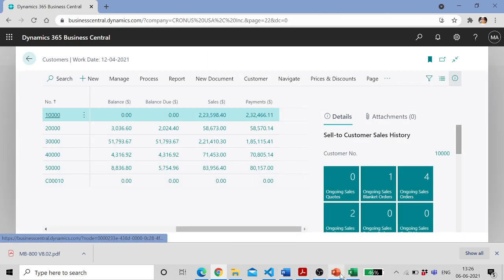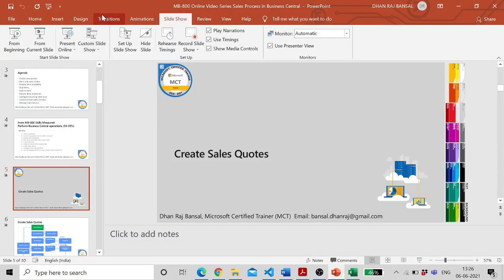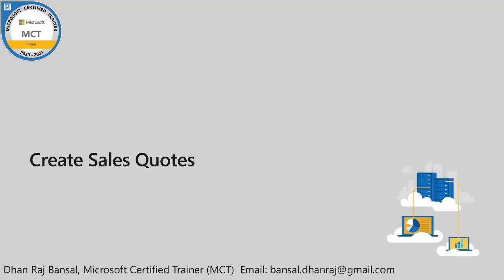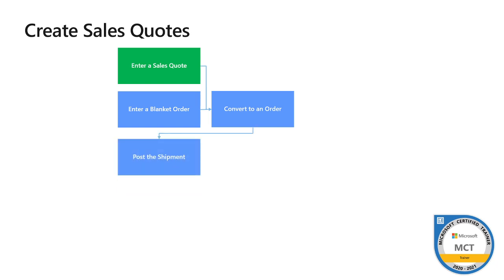Okay, now sales quote. So the flow of sales processing: enter a sales quote. We have seen how to enter a sales quote. Enter a blanket order. That also we have seen. From both of these we can convert to an order. So now we will see how orders are processed.